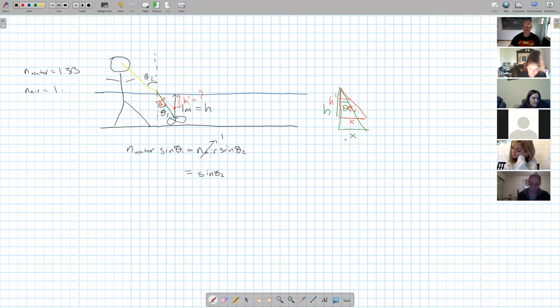Okay. Now, the other thing I know is that since I have this triangle here and I know the adjacent side and the opposite side, and I have this triangle here, which I know the opposite side and the adjacent side, we know that these are also related by tangents, right? So we can also say that tangent of theta 1 is equal to the opposite side, which is x, divided by h. And then tangent of theta 2 is equal to its opposite side, which is also x, divided by h prime.